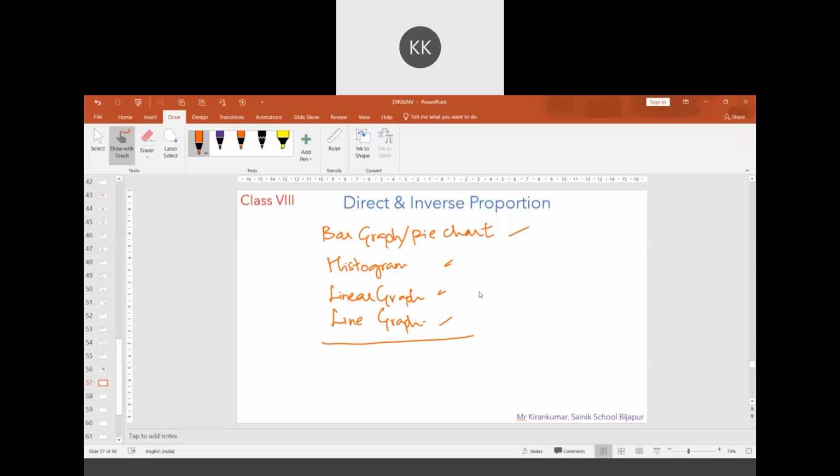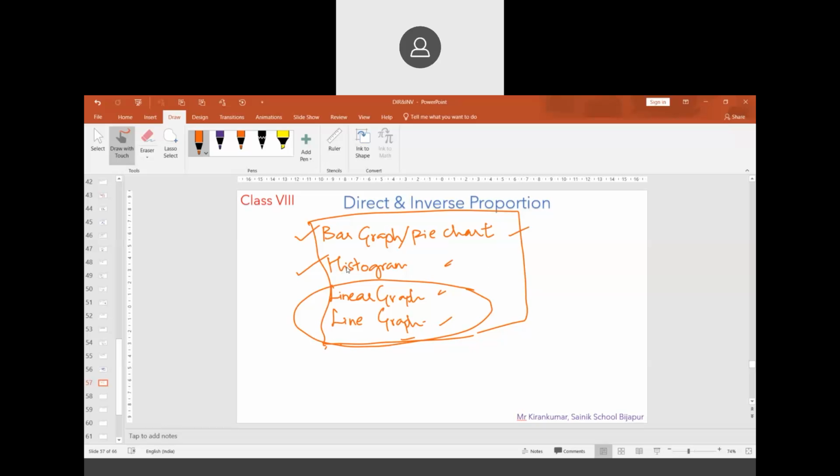Did we come across chance and probability in another chapter? Yes, sir, in the chapter data handling. So data handling is also completed. In this, the new ones are only line graph and linear graph. These you have already learned.